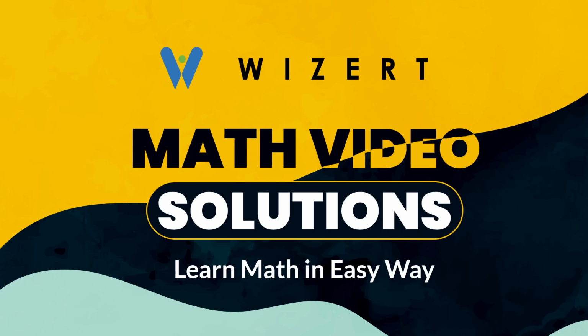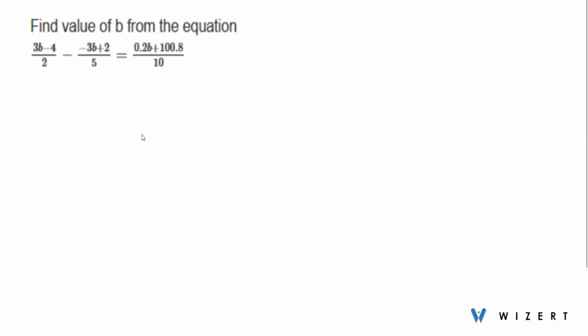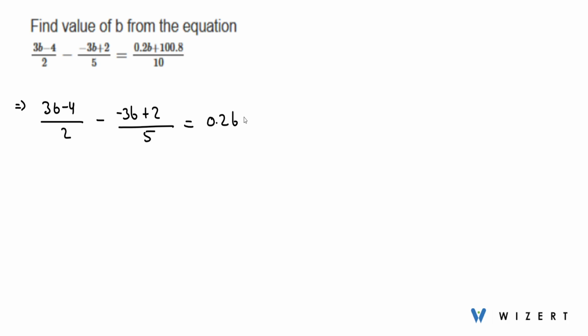So let's begin. According to the question, we have been given an equation and from here we have to find the value of b. So the equation is (3b minus 4)/2 minus (minus 3b plus 2)/5 equals 0.2b plus 100.8/10.